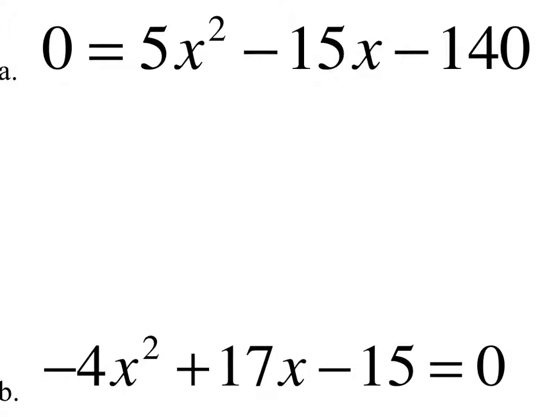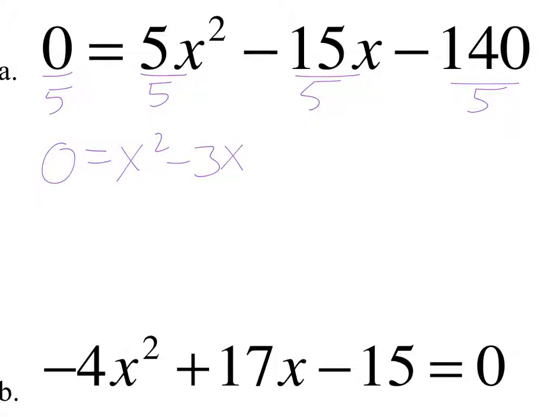Here we're trying to solve by factoring. I've got 5x squared minus 15x minus 140, and in my brain I'm thinking, I don't want to deal with that. So one of the things that I try to do before I begin factoring is to see if there's anything that I can divide all three of these by, and in fact, all three of these are divisible by 5. If I divide everything by 5, I get 0 is equal to x squared minus 3x, and 140 is going to be minus 28. Cool. I've rewritten this problem in a much easier to digest form.